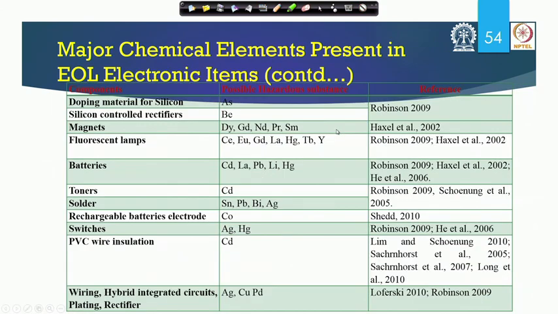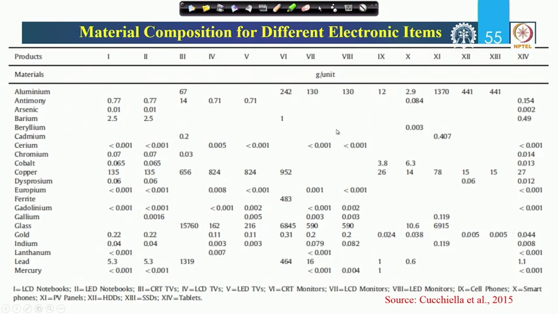Then we looked at this already, and if you look at the material composition of the different electronic items, again the numbers are a bit small for you to see on this particular screen. That's why the PDF will be provided to you. But here, these are from different sources.